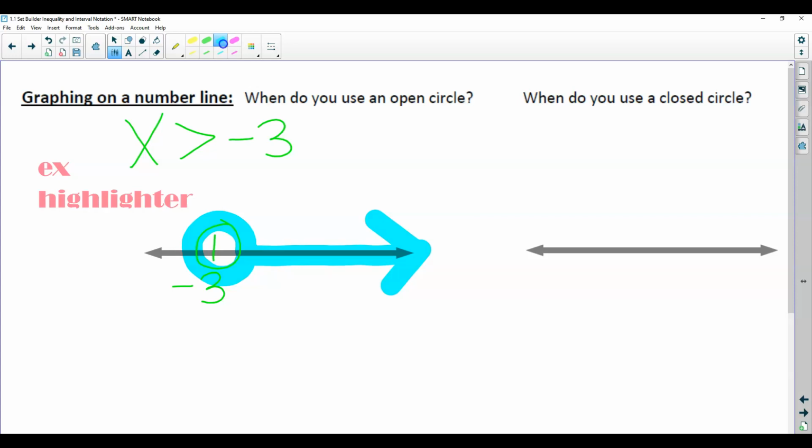All right, cool. Let's talk about when it's a closed circle, when we fill in the circle. So I'm just going to make up something. Let's say, hold on a second. Will y'all please write that down?